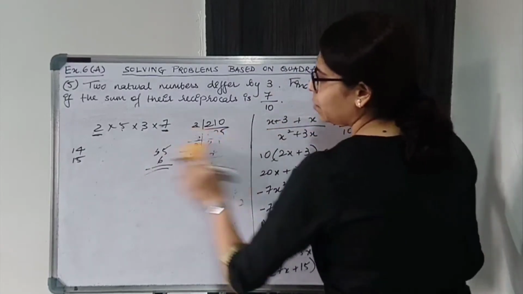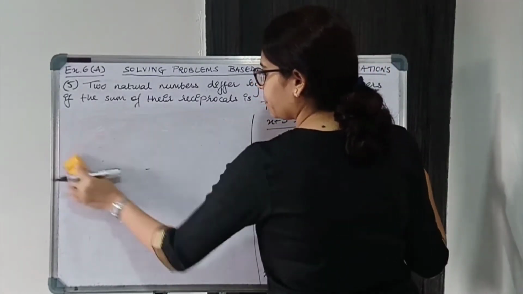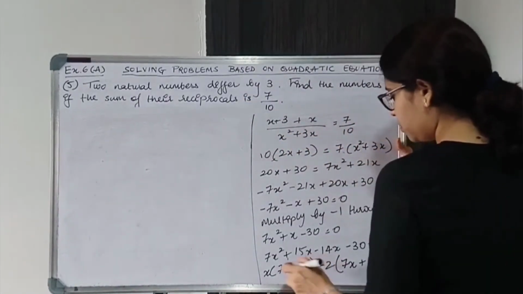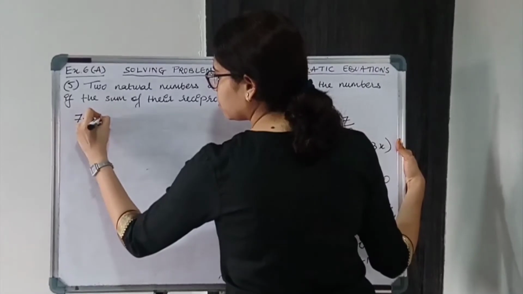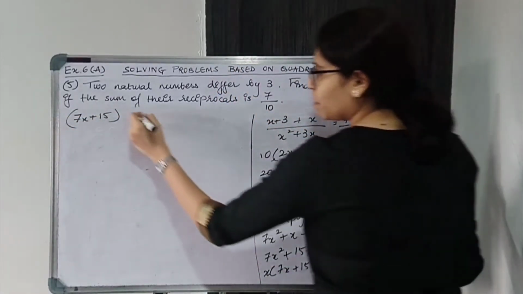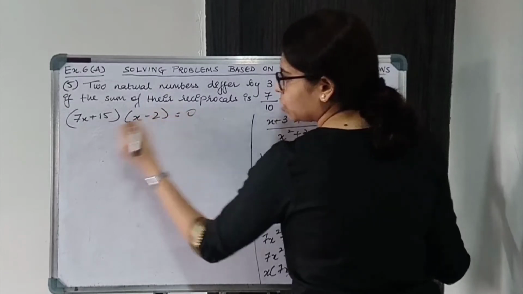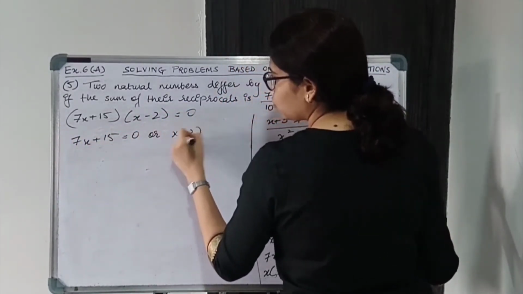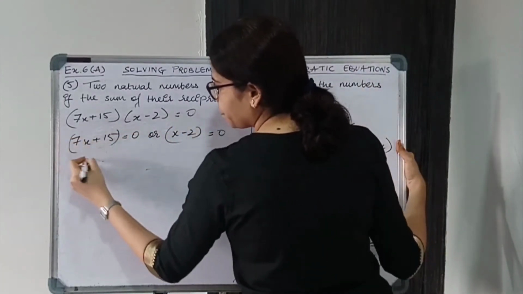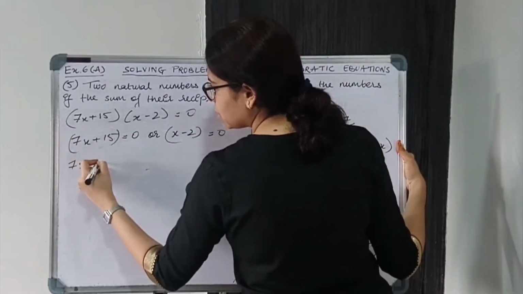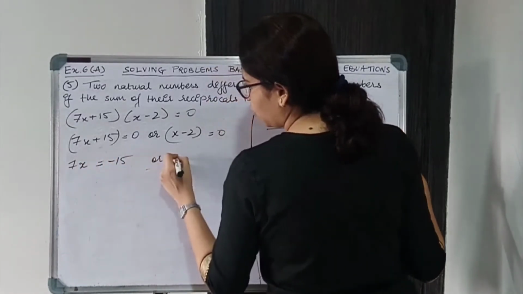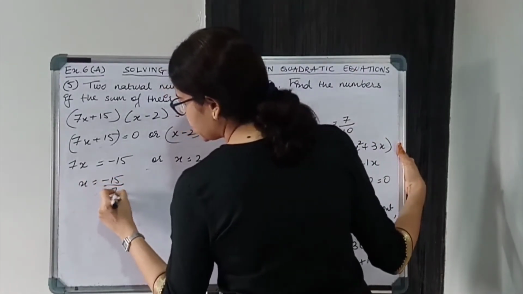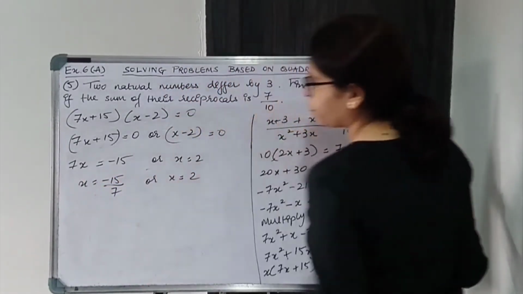Always make sure you are getting the same brackets when you are taking common. Okay, if you are not, that means you have made some mistake. So 7x plus 15 into x minus 2 is equal to 0. So 7x plus 15 is equal to 0 or x minus 2 is equal to 0. So 7x is equal to minus 15 or x is equal to 2. So x is equal to minus 15 upon 7 or x is equal to 2.